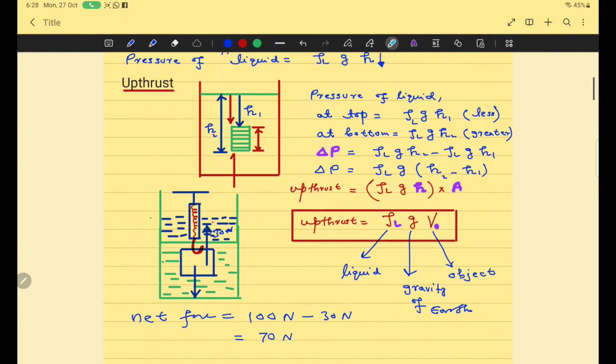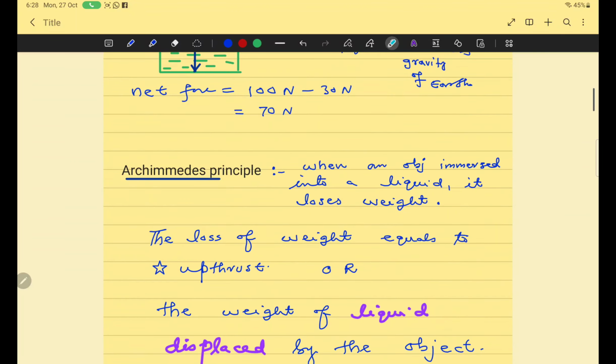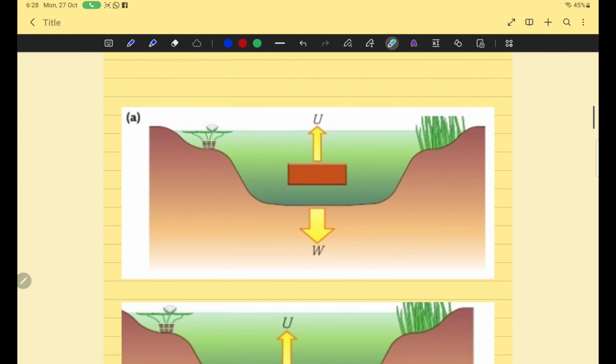So we have completed three definitions: density, upthrust, Archimedes, and now we are moving forward. Consider this is a block, and this block is immersed into water, and you can see the weight acting downward, upthrust acting upward, and obviously weight is greater than upthrust. That is why the object is moving downward.